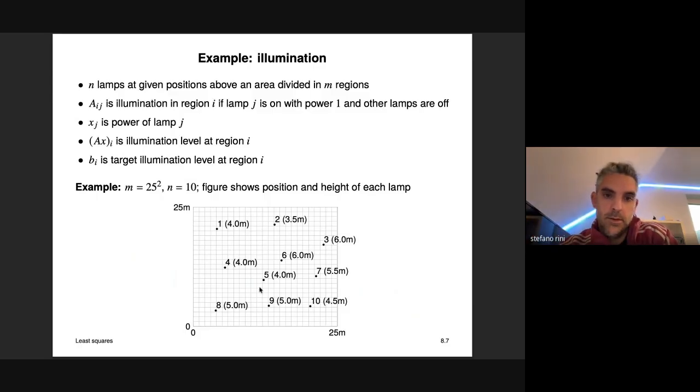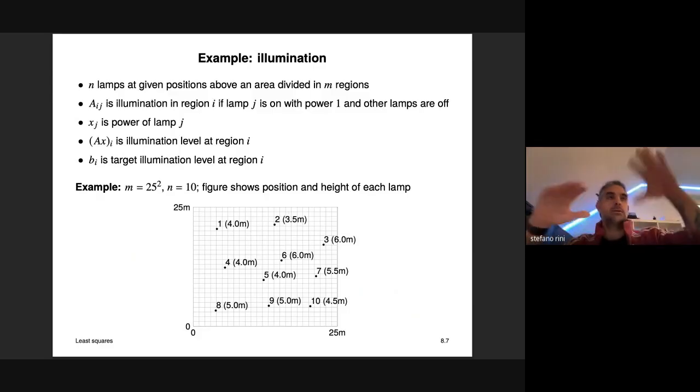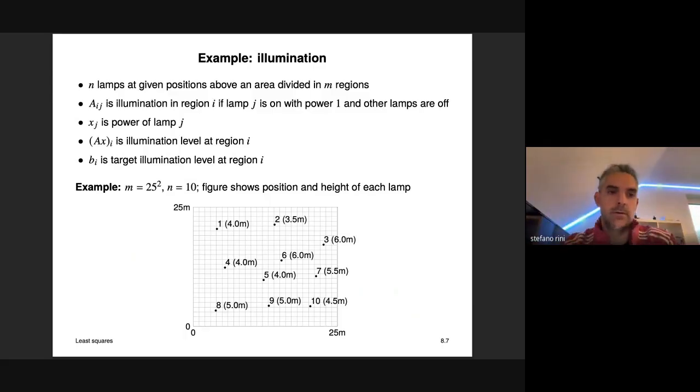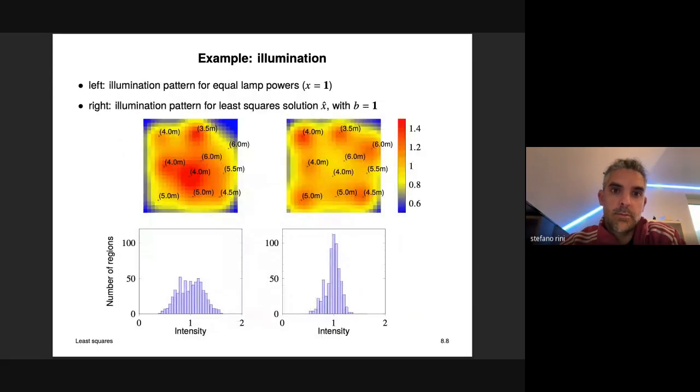Of course, uniform illumination is something desirable. And so this is the geometric interpretation. This is the position of the different lamps. And in each of the squares, we have the corresponding illumination. Of course, illumination is additive, right? So you sum the illumination from different lamps. And then we try to solve this as a least square problem. And here there are just some examples.